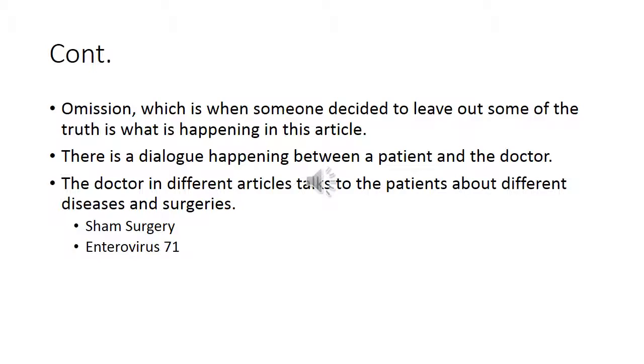Omission, which is when someone decides to leave out some of the truth, is what is happening in this article. There's a dialogue happening between the patient and the doctor. The doctor, in the different articles, talks to the patient about different diseases and different surgeries. During the sham surgery, the doctor is not telling the truth about the risk of the surgery. He is downplaying the risk and saying that the type of surgery is a lot easier and simpler than traditional surgical procedures. However, he cannot say this about neurological procedures.